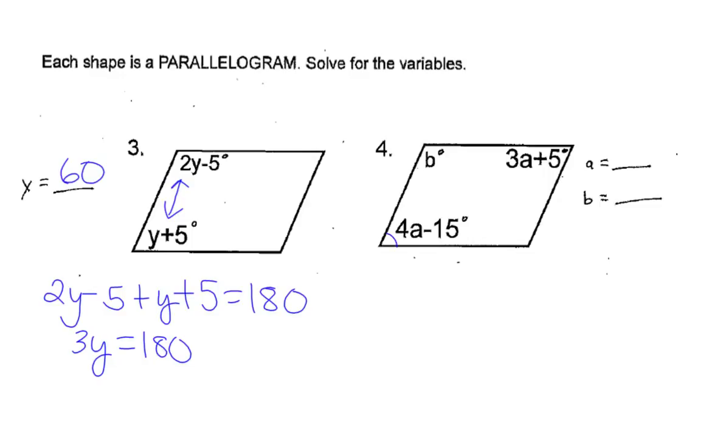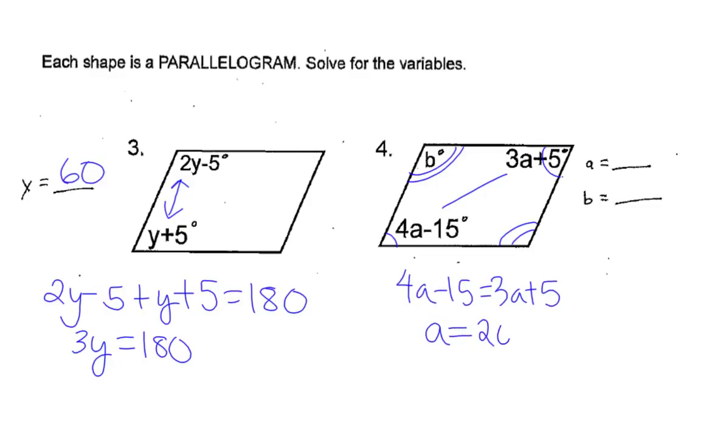Okay, in 4, I'm going to mark my angles that are the same. These two are across from each other, so I'm going to set those equal to each other. Combine like terms, and I get A is 20.